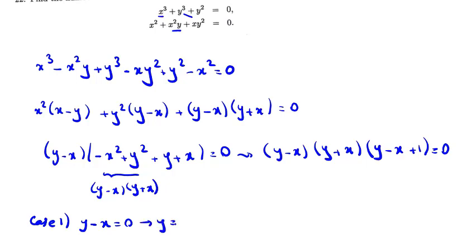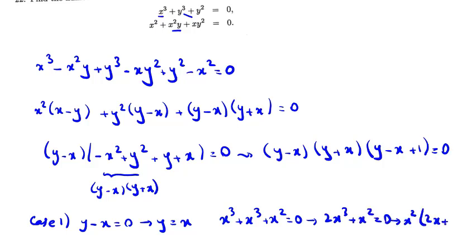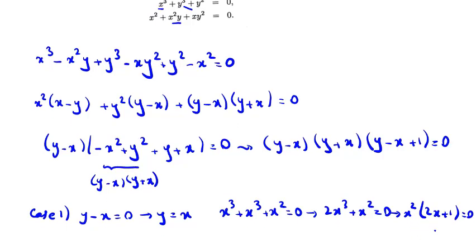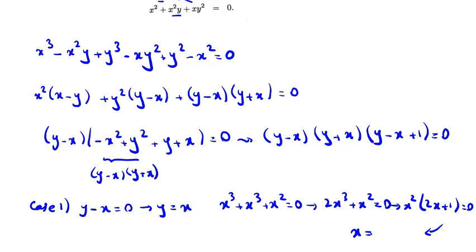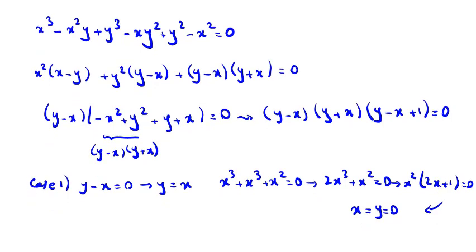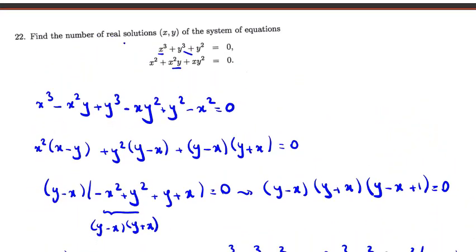So y equals x. If we consider the first equation, then x cubed plus x squared equals 0. So you can say, okay, 2x cubed plus x squared equals 0. You factor out x squared, it will be 2x plus 1 equals 0. So the first answer is x equals 0, and because x equals y in this case, x equals y equals 0. And x equals negative 1 over 2, so x equals y equals negative 1 half. And the problem says find the number of real solutions.